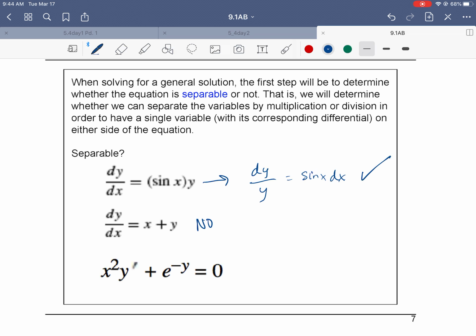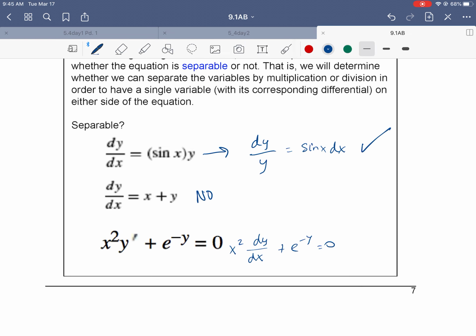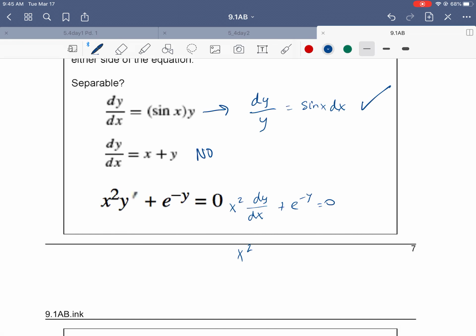And in the third one, I would first want to write y prime as dy over dx. Yes, I do have an x squared and an e to the negative y equals 0. It helps that this is equal to 0. I don't have a third term that's complicating things. So now I could move the e to the negative y over first. So I turn it into two terms.